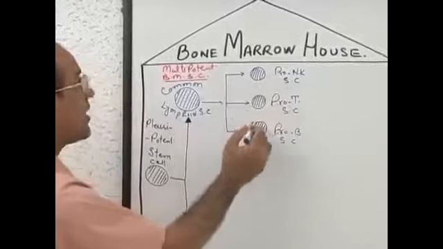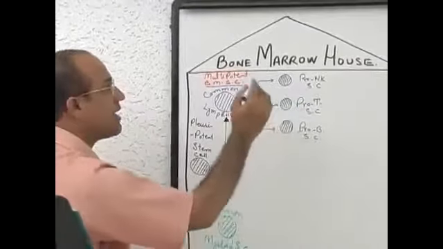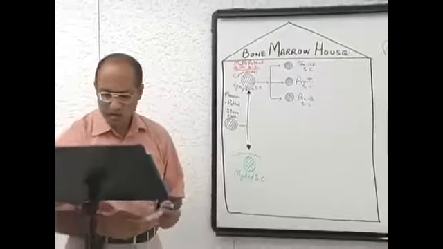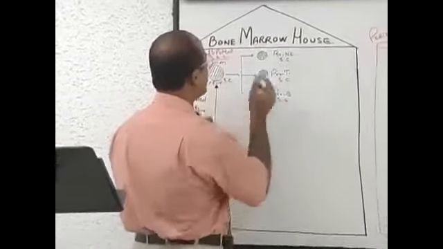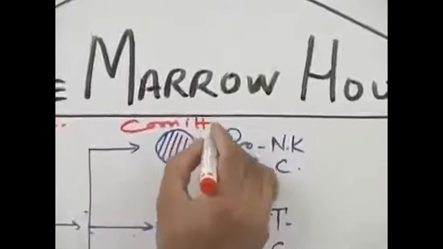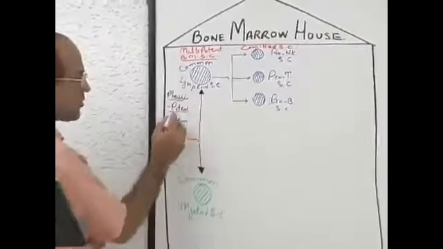These three stem cells are not pluripotent, they are not multipotent, they are committed stem cells. What are they called? Committed stem cells. So let me write it here, that these are committed stem cells. These are multipotent stem cells, and these are pluripotent stem cells.